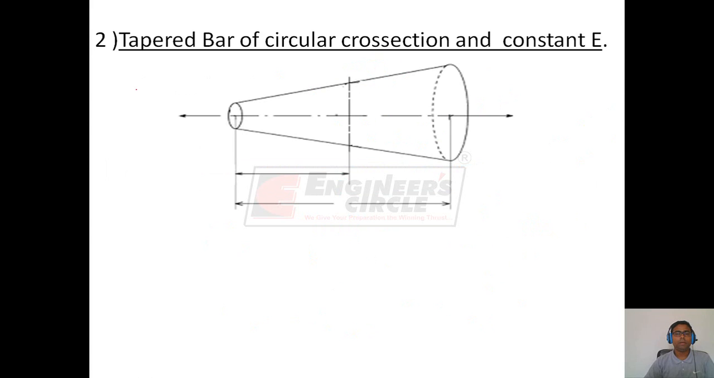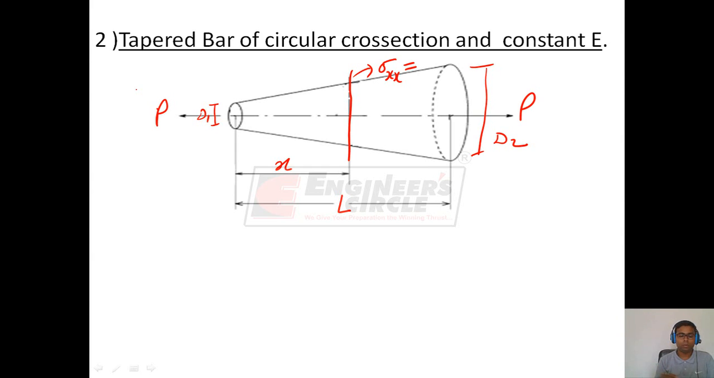Consider case 2, in which we have a tapered circular cross-section bar and constant E. This bar is tapered, that is, its diameter is changing from D1 to D2 over the length L. This bar is subjected to axial load P. Now, due to axial load P, if we want to calculate the stresses at any distance x on this cross section, then stress on this cross section sigma xx can be written as the internal force on this cross section, which will be equal to P divided by the area of this cross section.